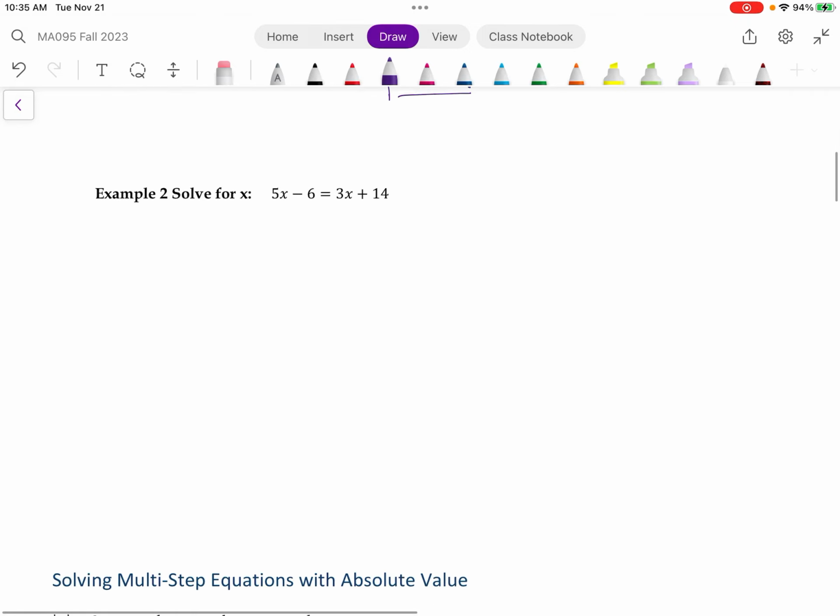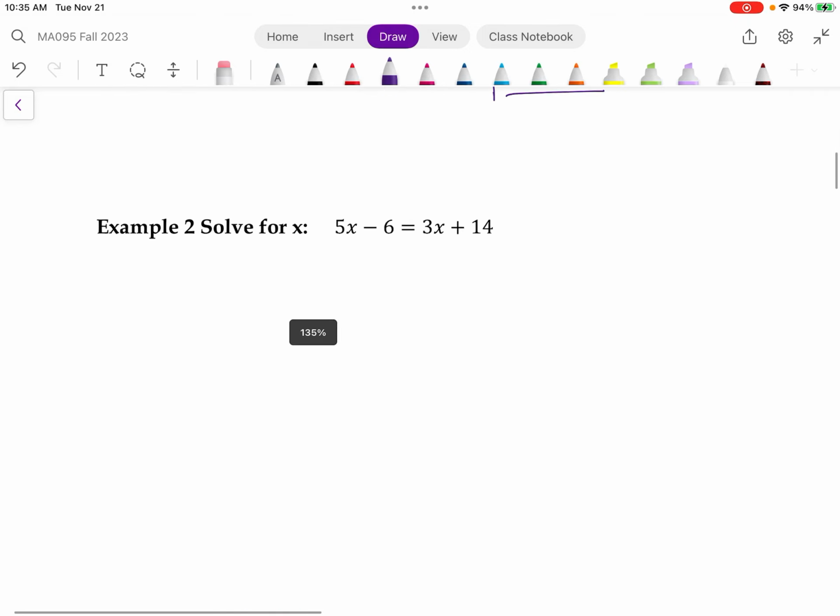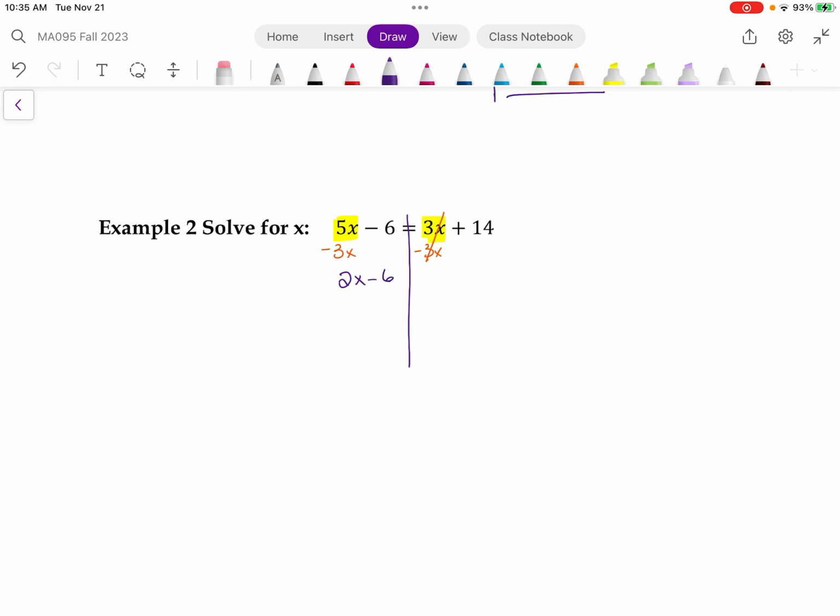All right, so let's solve for x here. So again, I'm going to bring everything that's the same to one side, so similar terms. So I've got 5x and 3x, so I want to subtract 3x and bring it over to the left. And I choose the left not because it's the left, but because it will make my x term positive. I like to have positive x terms. It keeps me from making mistakes. So I've got 2x minus 6 equals 14.